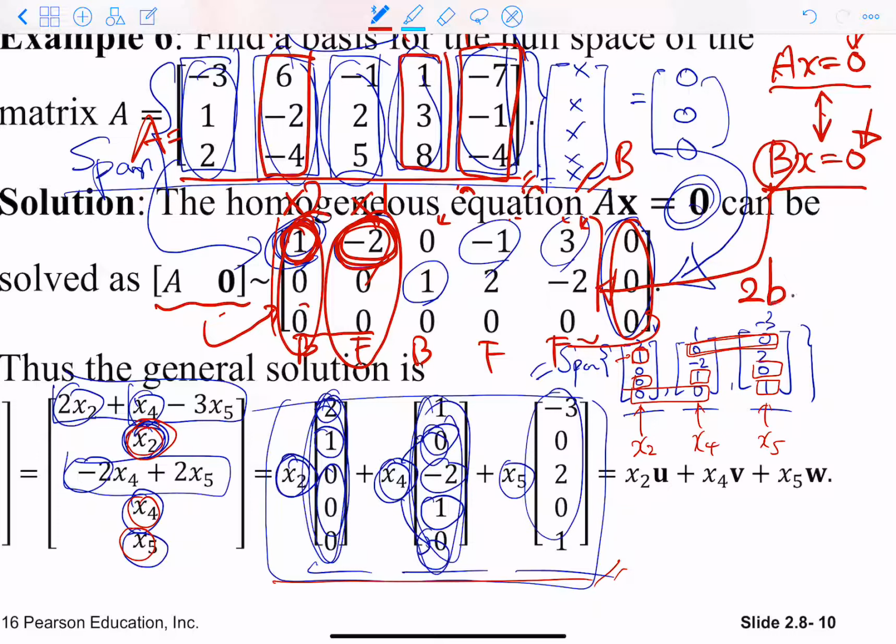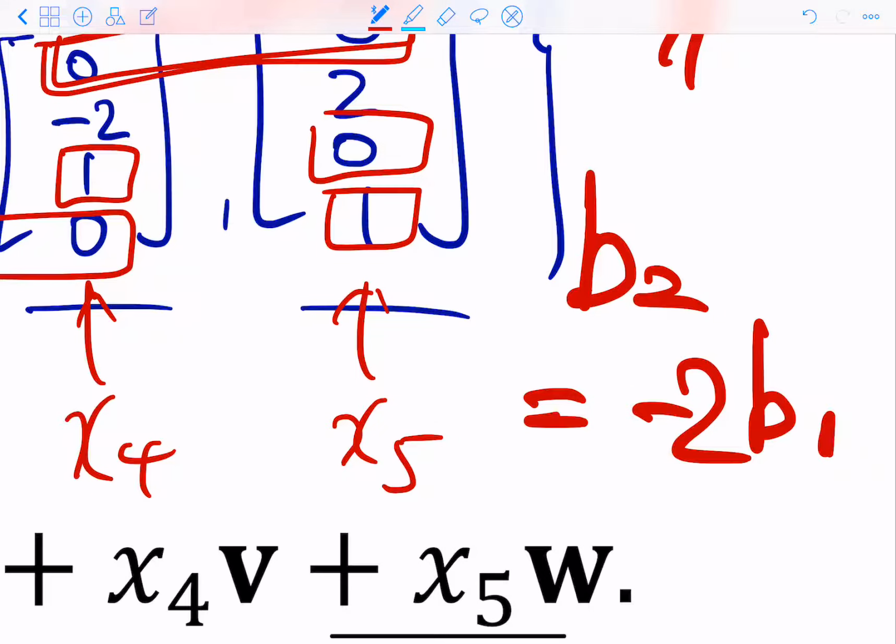So 2 times b1, where b1 is the first column of b, which is our reduced echelon form, plus b2 is equal to 0, right? So it doesn't involve any other b3, b4, and b5. And from here, what is b2? It is negative 2 times b1, right? And so we obtained the representation of b2 as a linear combination of the previous column b1, right?